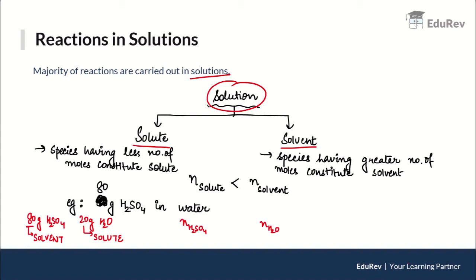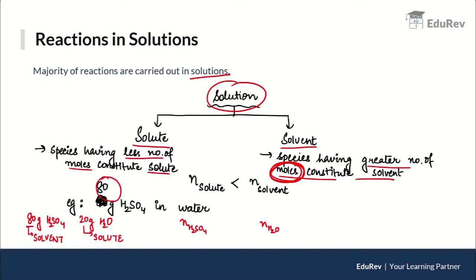In order to identify which substance will be called solute and which will be called solvent, you have to check the number of moles. The species having less number of moles constitutes the solute, whereas the species having greater number of moles constitutes the solvent. Calculating the number of moles is very important because many times students see the masses of the substances given and immediately regard the lesser mass one as solute and the greater mass one as solvent, but they end up doing it wrong. So let me explain this with an example.